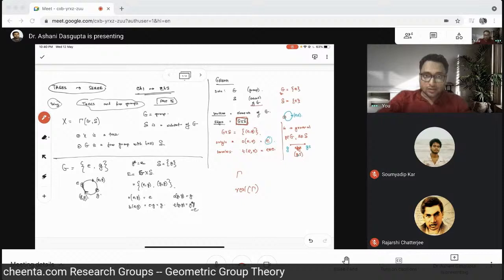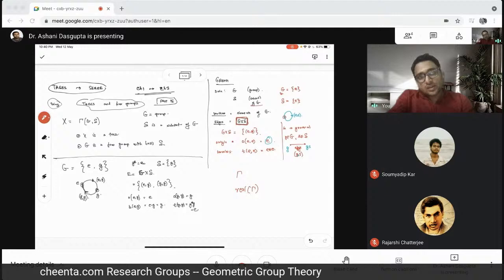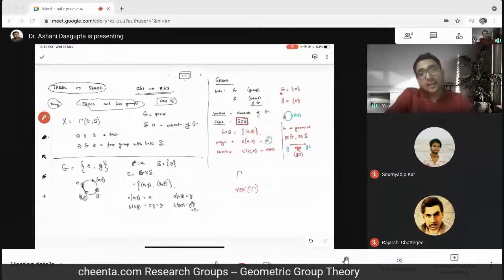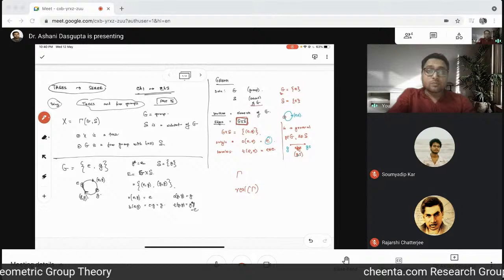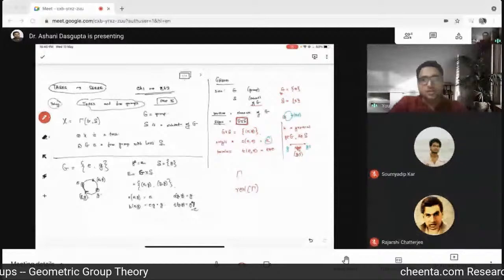So essentially what we just did is we converted the information of the group into an action of the group on a combinatorial object, which is a tree in this particular case. And then later we will convert that into an action of the group on a topological object, which will make it even more interesting, the realization, the real graph, or the realization of the graph gamma. Okay. So any questions, Shomodi, Rajushi, on what we have discussed so far?